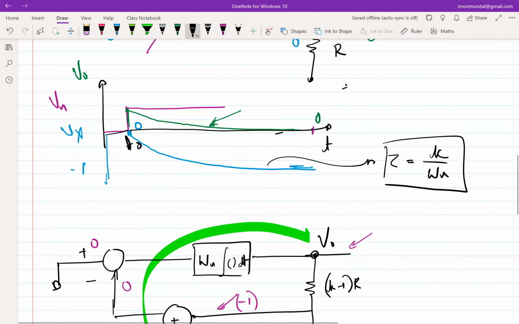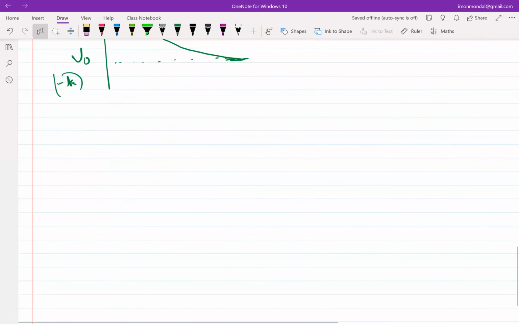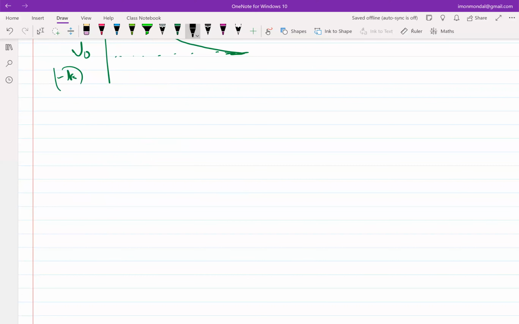Okay, fine. So now let's look into a slightly more realistic scenario. And the realistic scenario is, let's assume your integrator is not ideal. So you have an integrator which is omega u by s plus p.